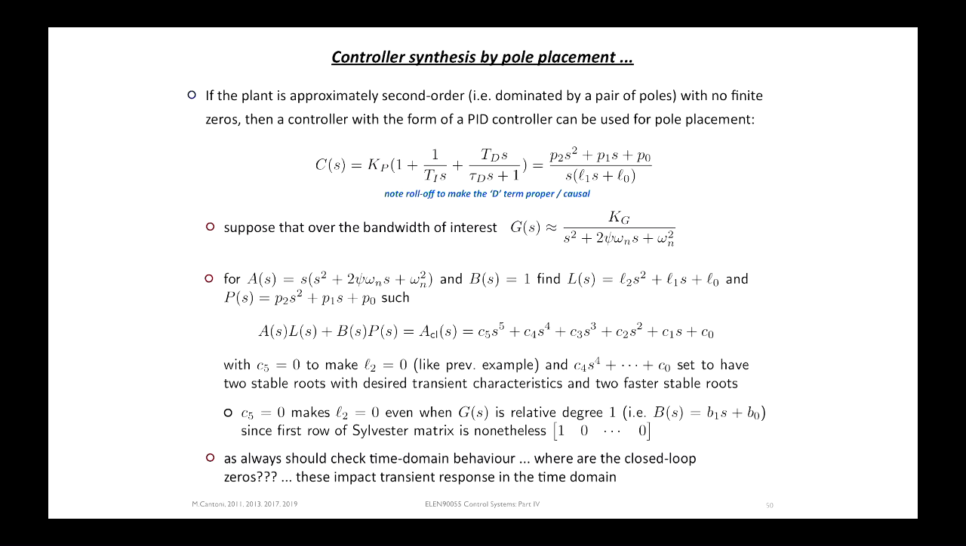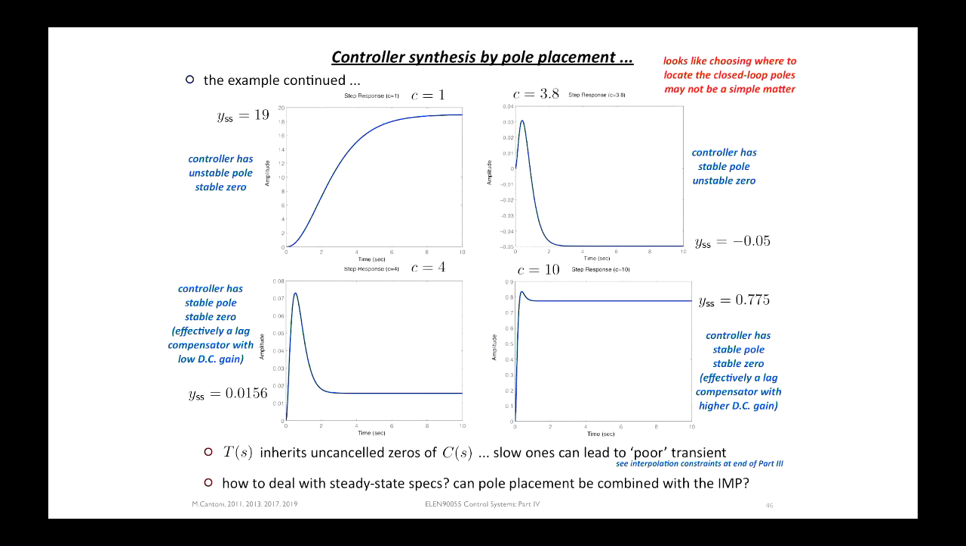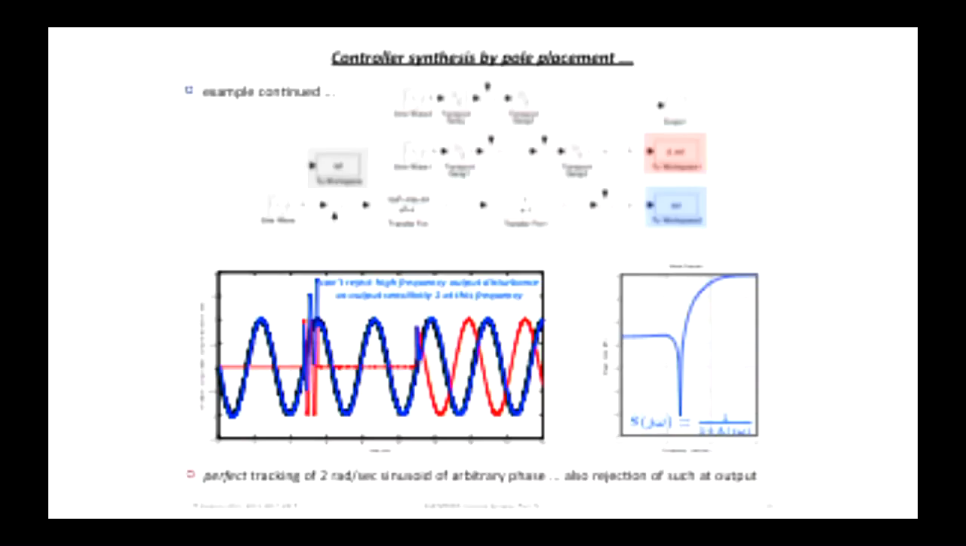Now again, this works if your plant transfer function is close to being second order, at least over the desired bandwidth of your closed loop, from the perspective of the frequency at which the complementary sensitivity function rolls off. But as we've seen by these examples, this is no magic, and you've got to be really careful about how you choose the desired closed-loop pole locations.